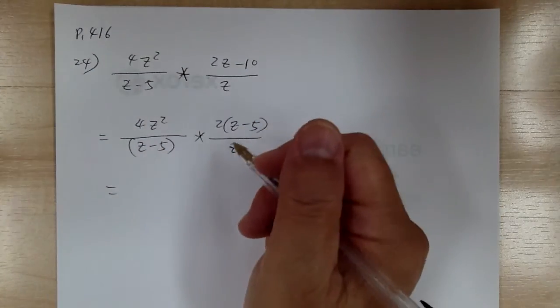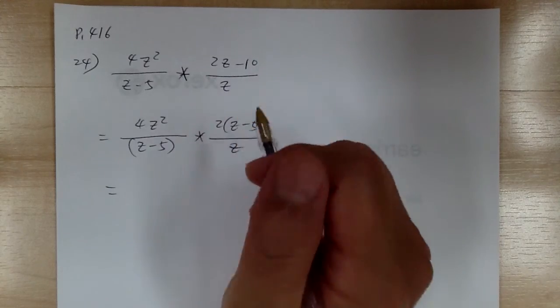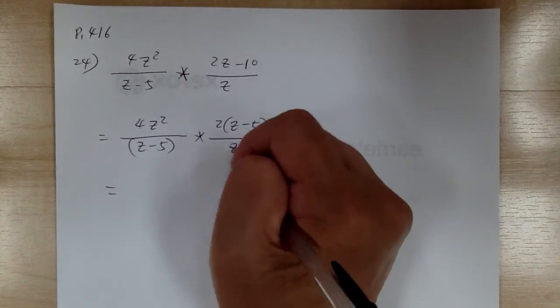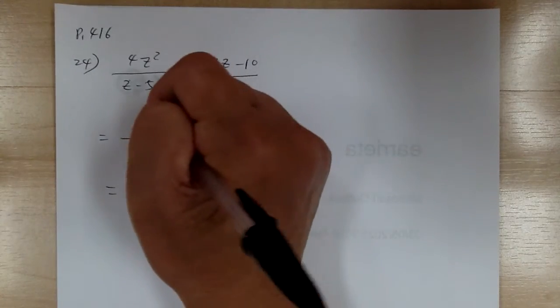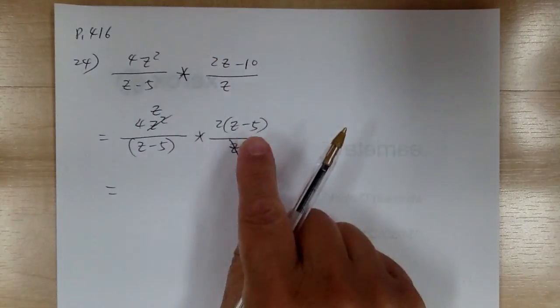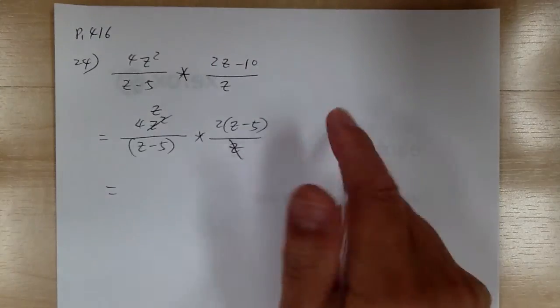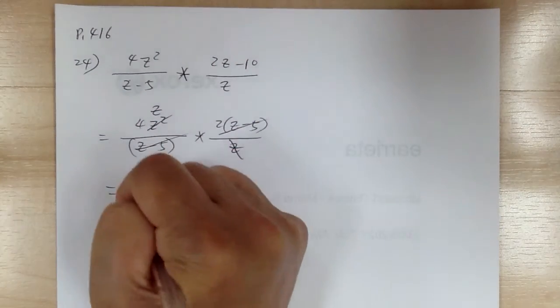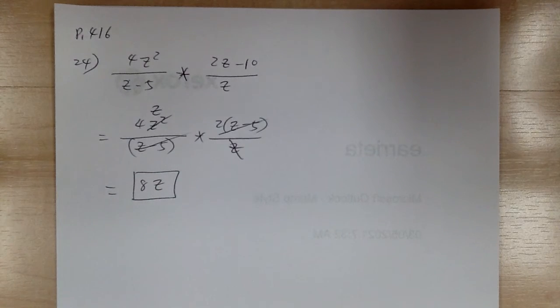When you cancel things out, you do the numbers first. There's no number to cancel. Then you go down the alphabet, so z and z², you get z. Then go down to the group. So the order is sign, number, alphabet, and then the group. This cancels out, so you're going to get 8z. And that's it.